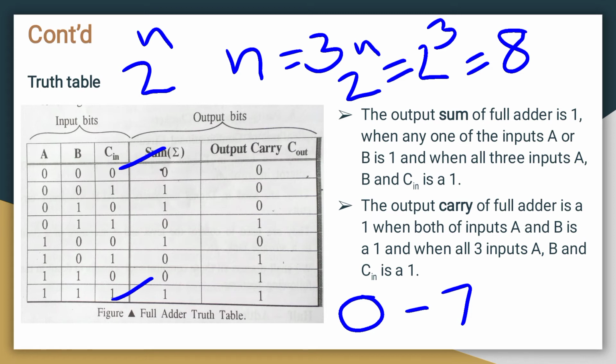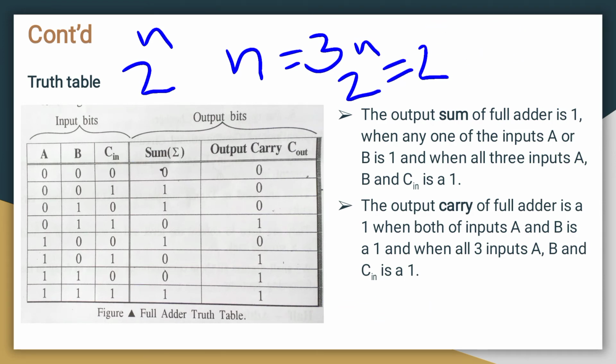2 to the power of n is equal to 2 to the power of 3, that is equal to 8. But you have to write the content from 0 to 7, nothing but 8 content. Start with all zeros and end with the 7, that is 1, 1, 1. So this is about the input bits. Now come to the output bits, nothing but the sum and carry.